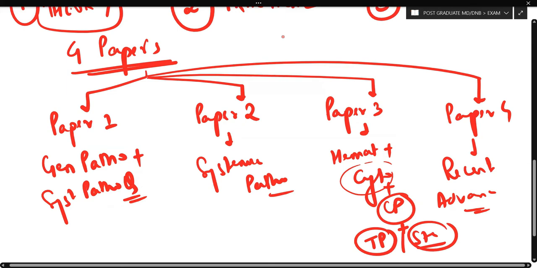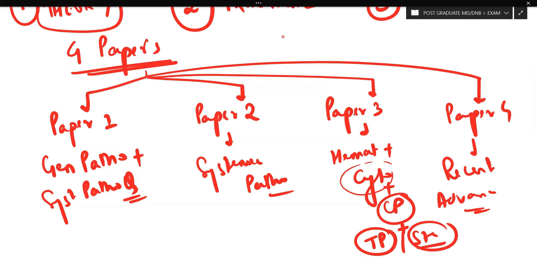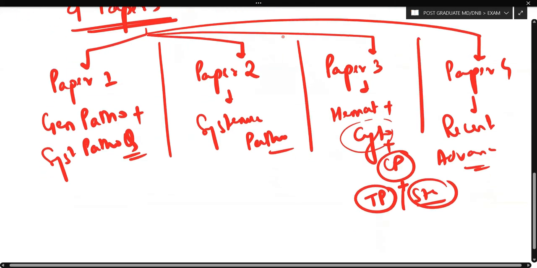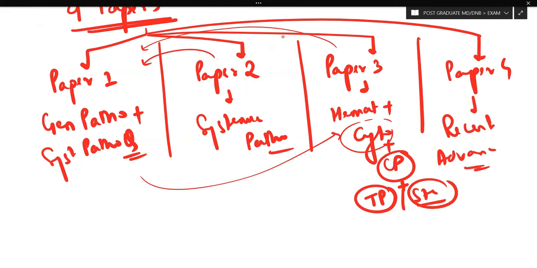Now, having said that, this division that you see, for the most part is followed. But sometimes questions of paper 2 can come in paper 1. Questions of paper 3 can come in paper 1. Questions of paper 1 can be asked in paper 3. Sometimes this can happen. But 95% of the time this doesn't happen. Sometimes the overlap can be there. This is very important. This is the generalized pattern that is there.